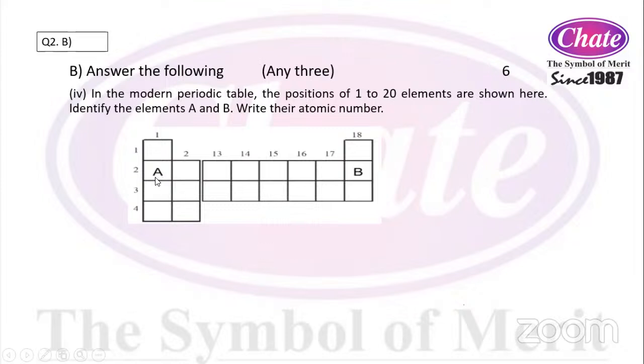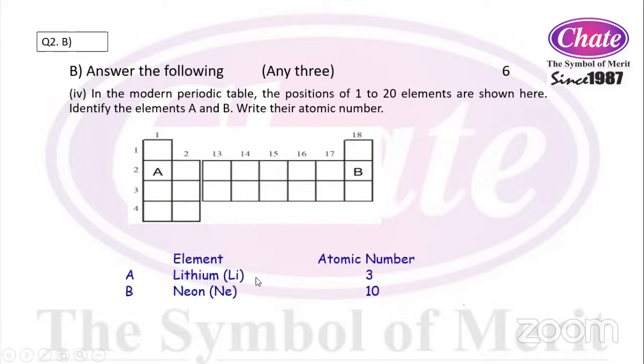The board may ask these types of questions because they want to test whether you have studied all 20 elements or not. So here we have to write down the name of A and B as well as the atomic number. So name of A is, yes, that is correct, lithium with the atomic number 3, and B is neon with the atomic number 10. In this way we can write down the atomic number as well as the name of the element.